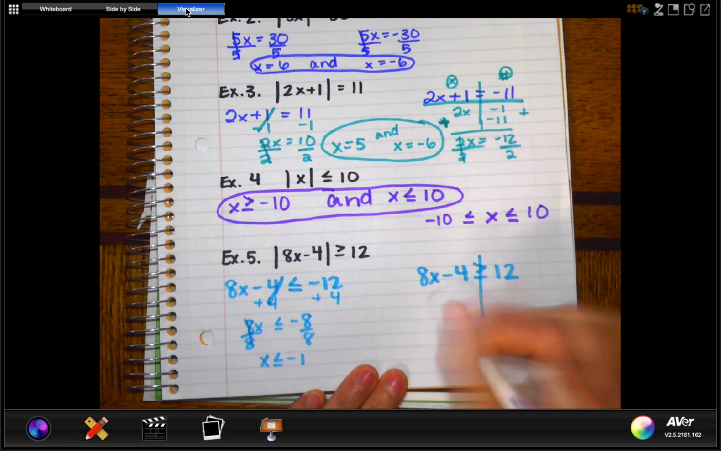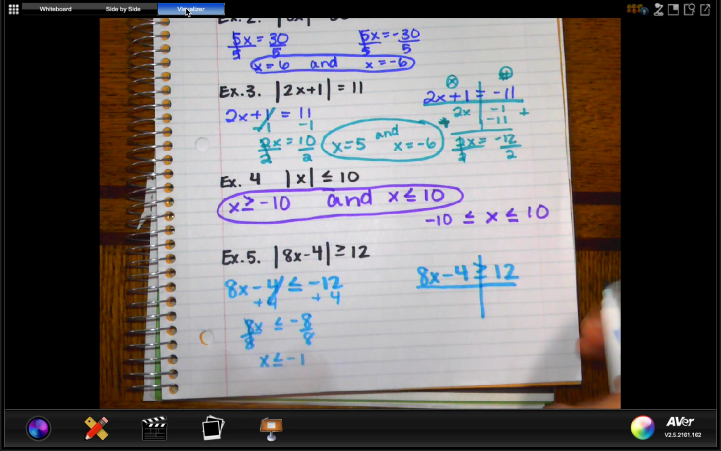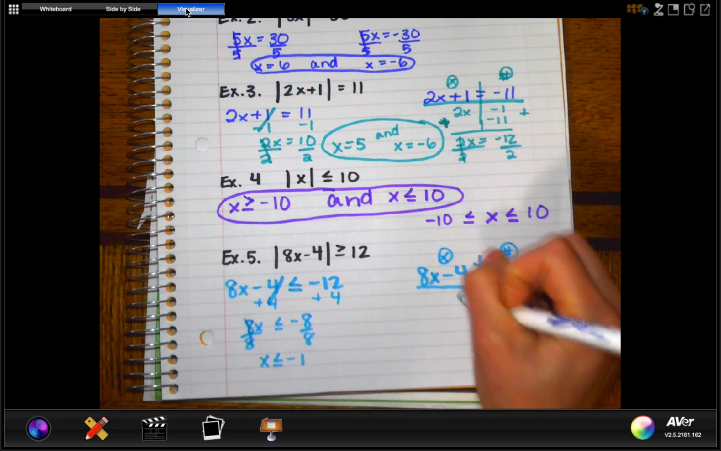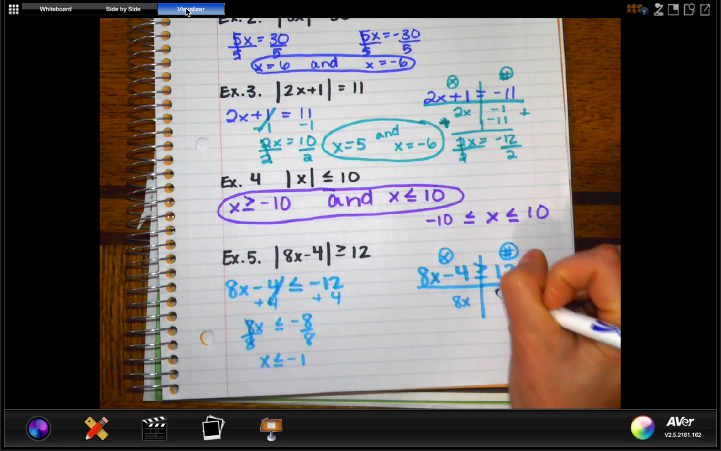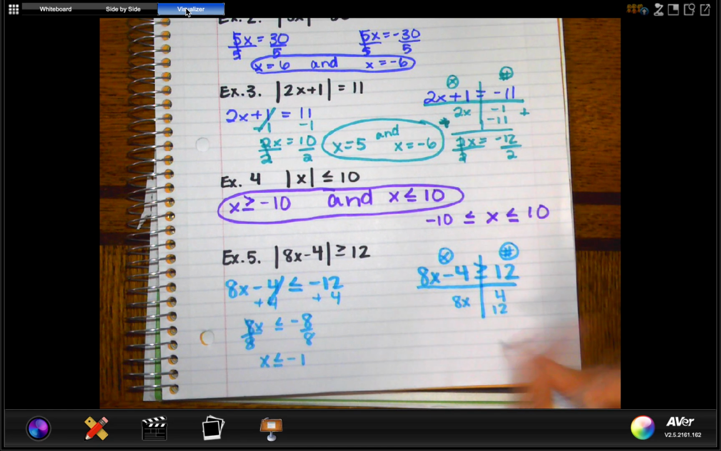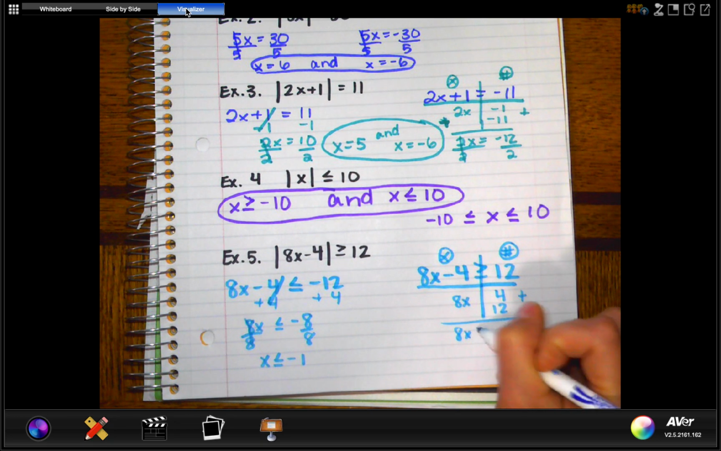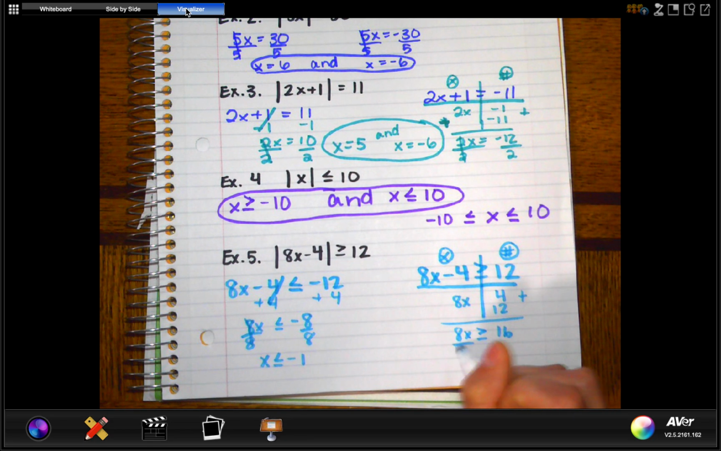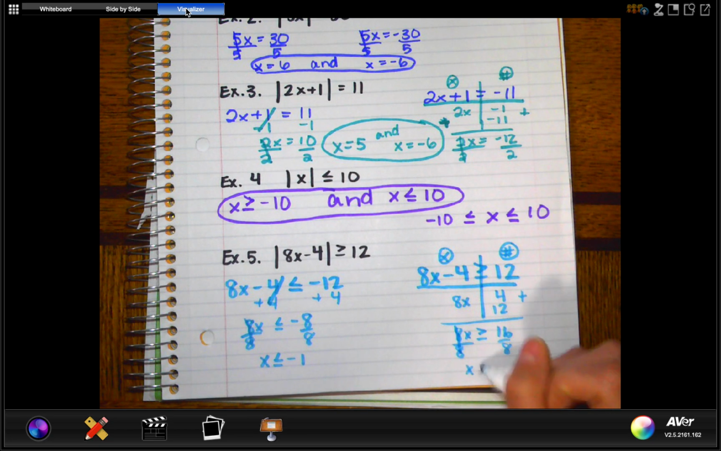Over here, I'll use the chart. So if I charted it out, which you could do over here, we get 8x stays, 4 becomes positive, 12 stays positive. We add them up, we get 8x is greater than or equal to 16. We still have to divide by 8. And so we get x is greater than or equal to 2.